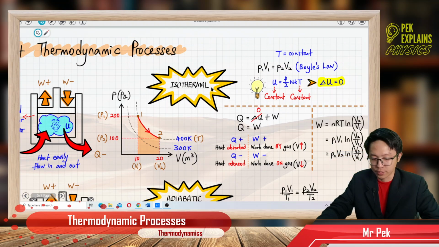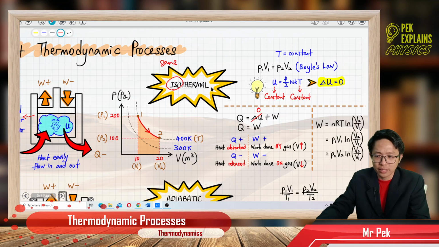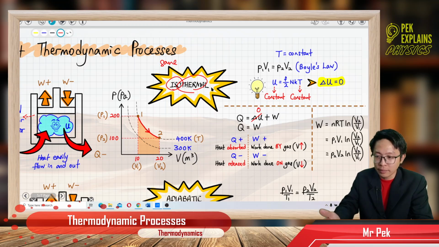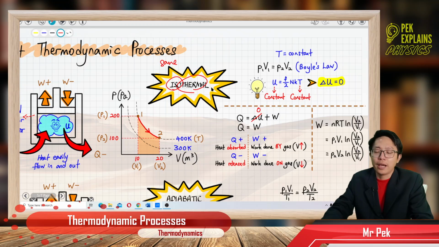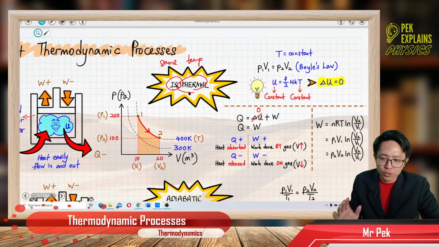Let's begin with the isothermal process. What does isothermal mean? The word itself tells you the meaning. Iso means same. Thermal is thermal energy or heat energy. Thermometer, you know what is a thermometer? A thermometer measures the temperature. So isothermal means same temperature or constant temperature. So isothermal process means constant temperature.